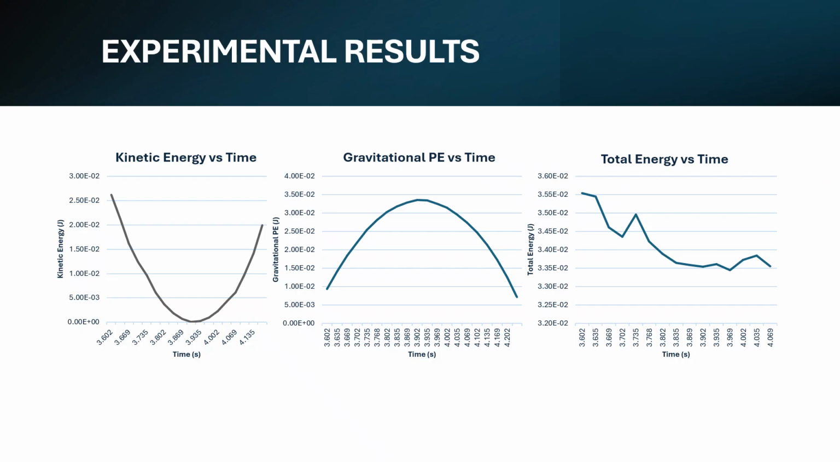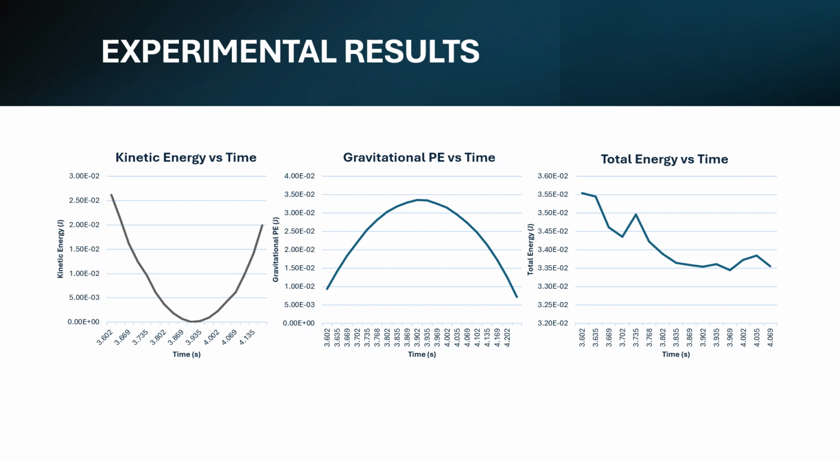Here are the results from the experiment. On the left, we have kinetic energy versus time, and we see that it starts with very high kinetic energy, and as it reaches the peak at around 3.9 seconds into the video, it reaches its minimum of 0 kinetic energy, where it then begins to increase again. And for the gravitational potential energy graph, we see that it does the opposite.